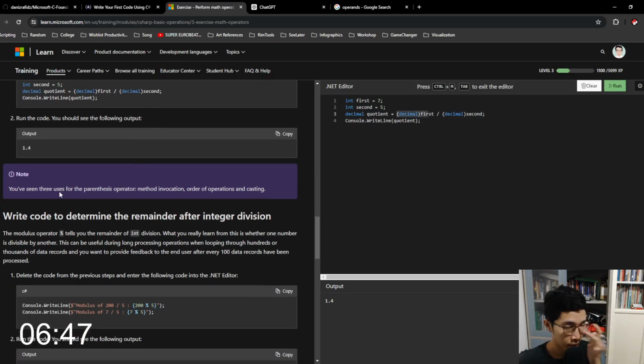Okay, note, you've seen 3 uses for the parentheses operator: method invocation, order of operation, and casting. Wait, what is method invocation? I forgot that. Method invocation. It's related to methods. I think I understand that, but I've forgotten a bit of the detail. Okay, so order of operation, like we did before. Order of operation means parentheses are the first priority that will be done by the compiler in this .NET editor.